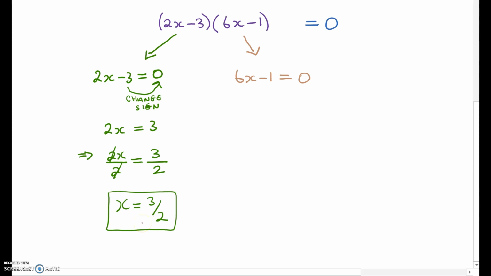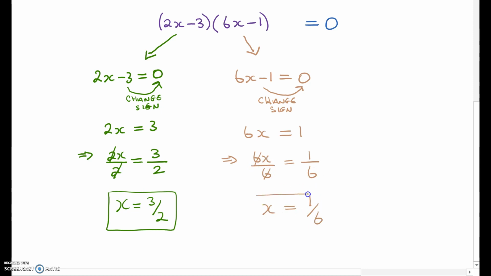Let's do the 6x minus 1. Again, ask yourself, what's on the wrong side? It's the minus 1, because you want x on its own. So add 1 to both sides simply by moving it across and changing the sign. That gives you 6x is equal to 1. And now if that's 6x, we have to divide across by whatever is attached to the x. In this case it's 6. Divide both sides by whatever is attached to your x. The 6's here will cancel, and that gives you x is equal to 1 over 6.